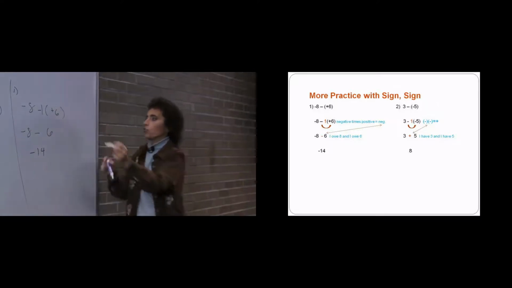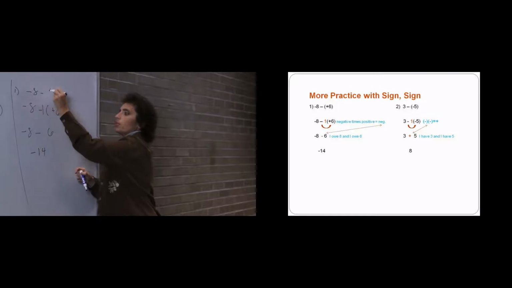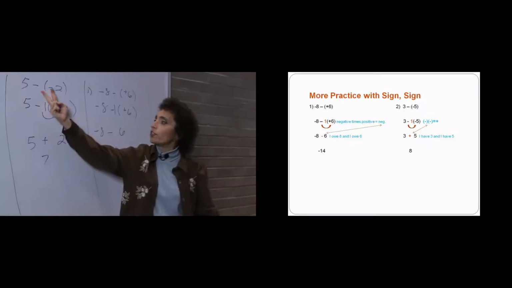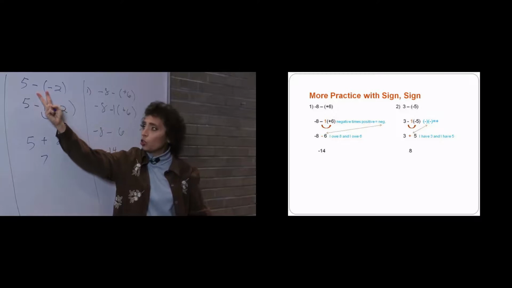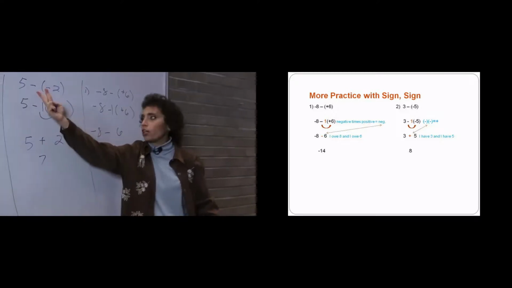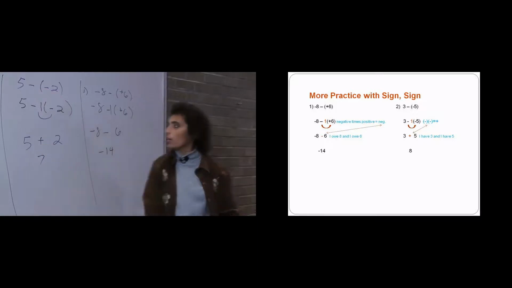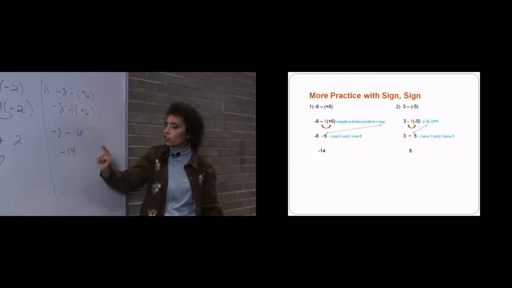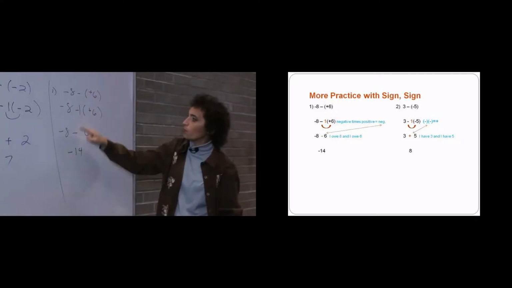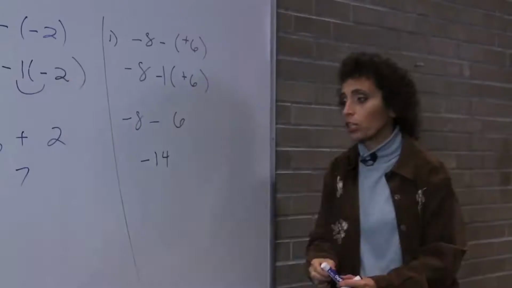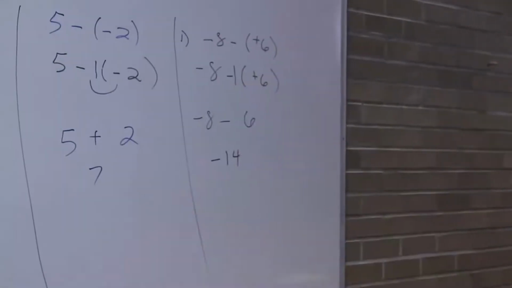Let me rewrite this without the 1 there, just so I can show you something. So when you have a sign, if the signs are the same, those two signs are going to change to a plus. Because when your signs are the same in multiplication, you get a plus. If the signs are different, that sign is going to change to a minus. Because when you have different signs, you get a minus. That's really all there is to it. So let's try another one.